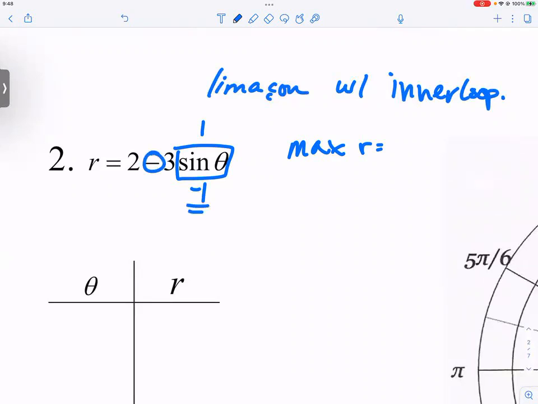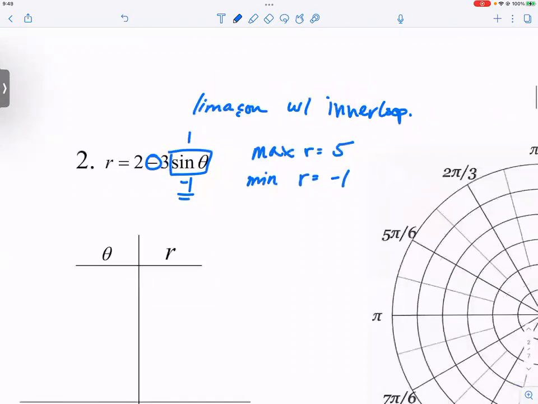So if sine theta is a -1, it turns the minus sign into a plus sign. So maximum R, it's a 5. And the minimum R value, which will happen when sine theta equals to 1. So 2 minus 3 is -1. So the fact that your minimum R value could be a negative number, that gives it away. That's a Limaçon with an inner loop.